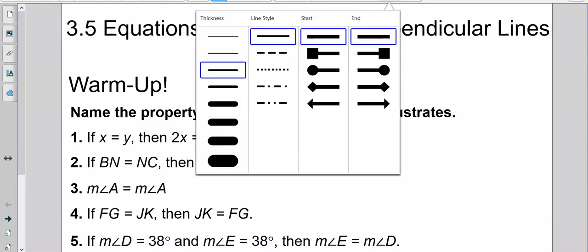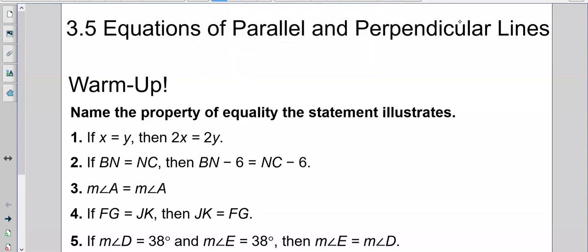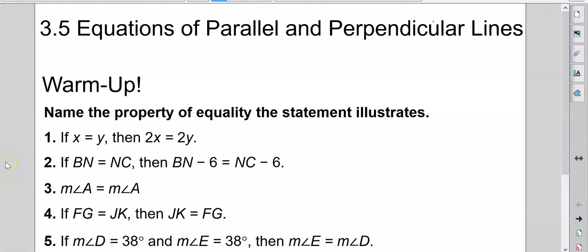All right, last section of Unit 3. Equations of parallel and perpendicular lines. So just a little bit of a review here.